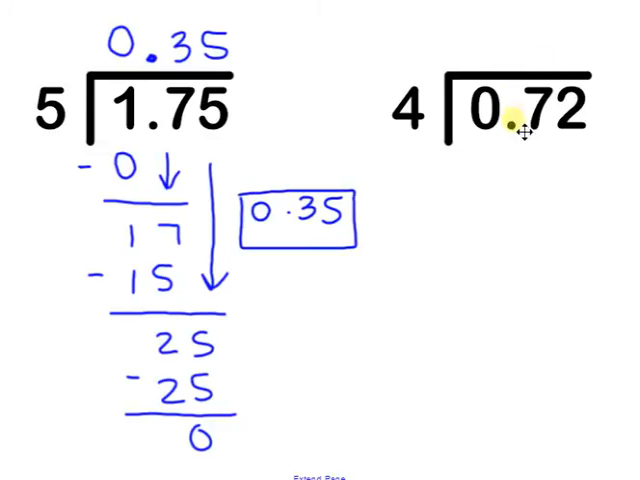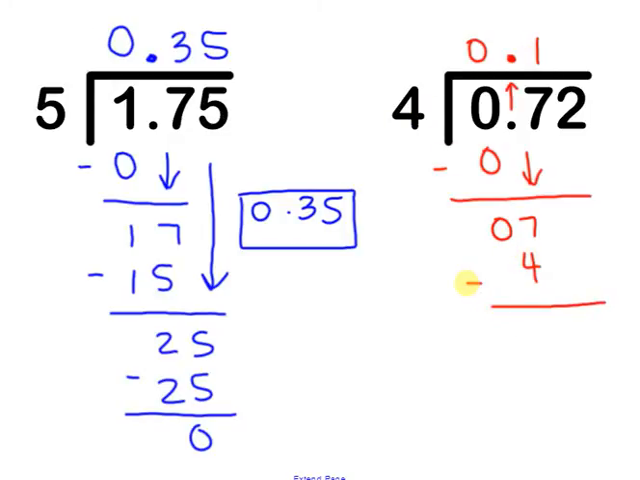All right, next problem. Immediately bring that decimal point up to the roof. 4 goes into 0 0 times. 0 times 4 is 0. Subtract. 0 minus 0 is 0. Bring down the 7. 4 goes into 7 1 time. 1 times 4 is 4. Subtract. 7 minus 4 is 3.